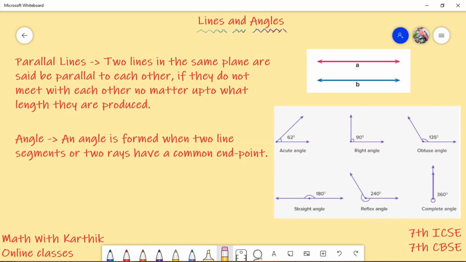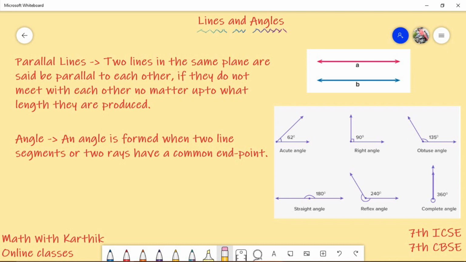Next, parallel lines. Two lines in the same plane are said to be parallel to each other if they do not meet each other no matter up to what length they are produced. A and B lines are the examples here. These are the lines which are parallel and they are not meeting each other at any point.